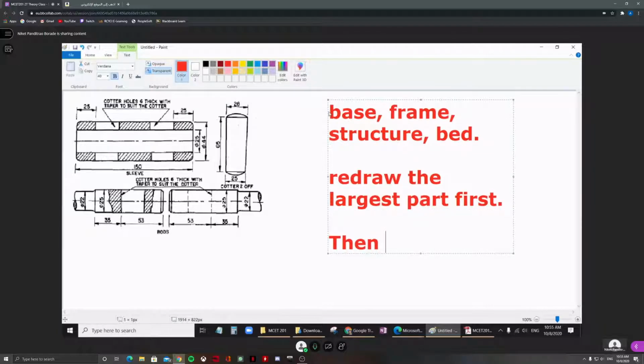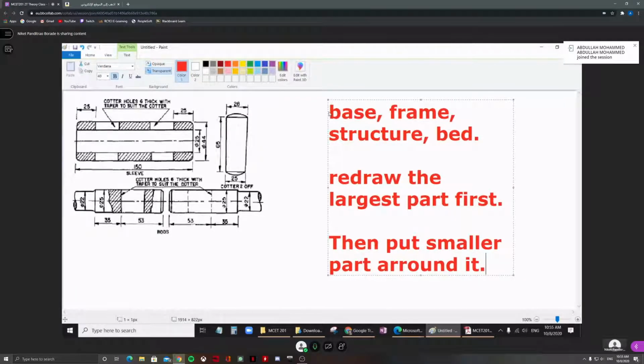and then put or fix smaller parts around it. This is what we do in part to assembly drawing. Redraw the largest part first, and then put the smaller parts in that hole. If there is a hole, there is a slot, put that smaller part in that one to make the assembly. Also, when you are making the sectional view of the assembly, the neighboring parts should have a different direction for the hatching lines.